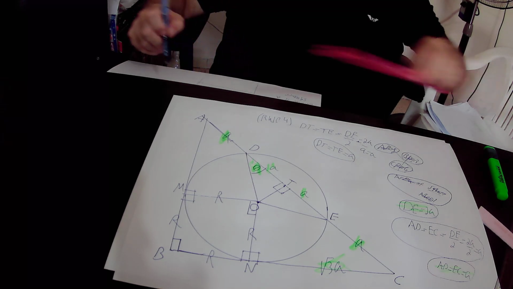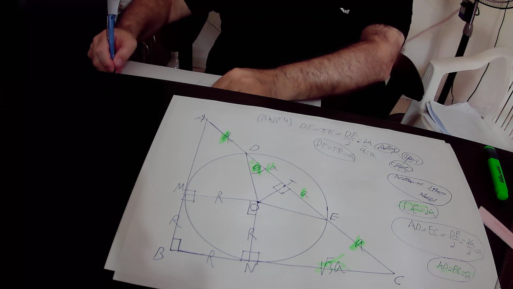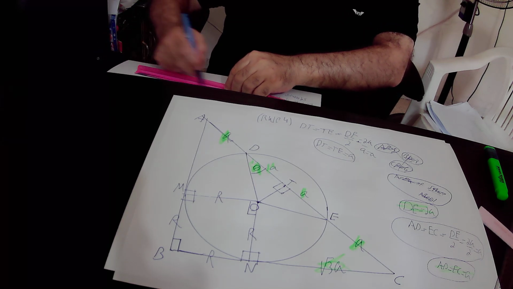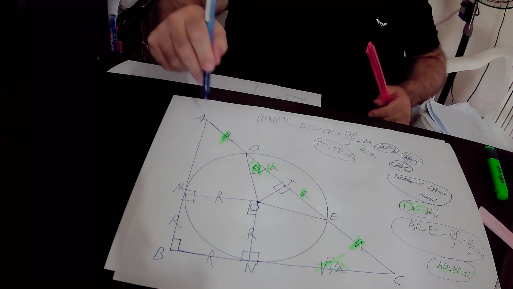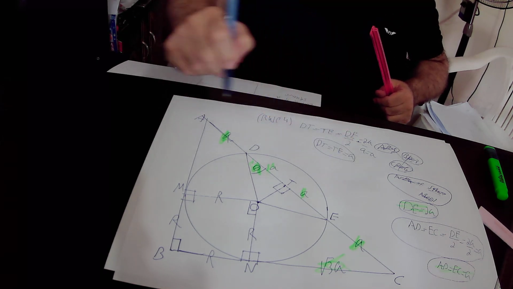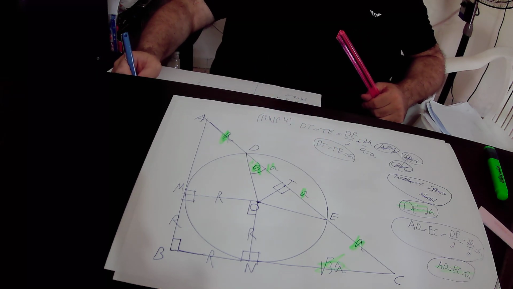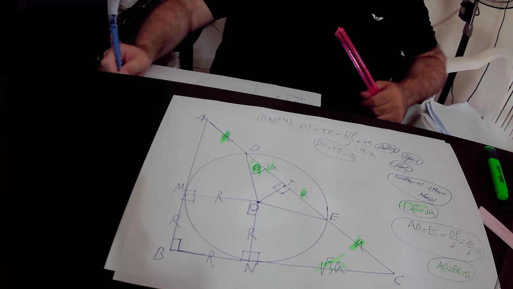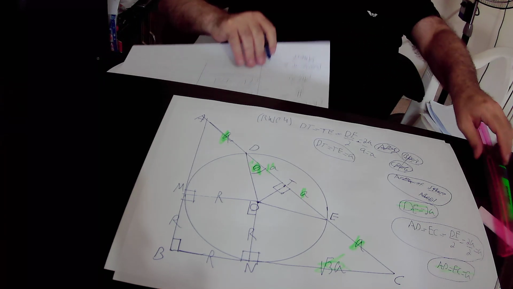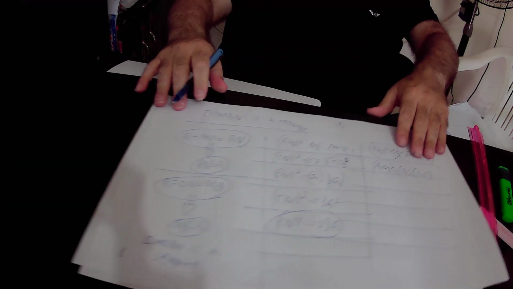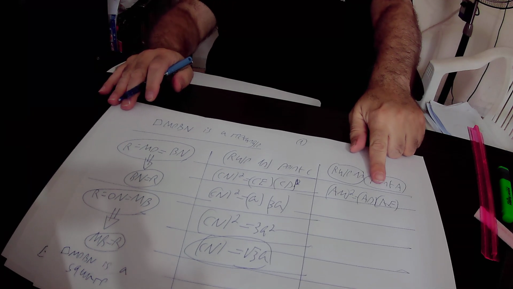According to rule number 10, we will get that AM square equals AD times AE. Repeat again, according to rule number 10, in the external point A, we get that AM square equals AD times AE.